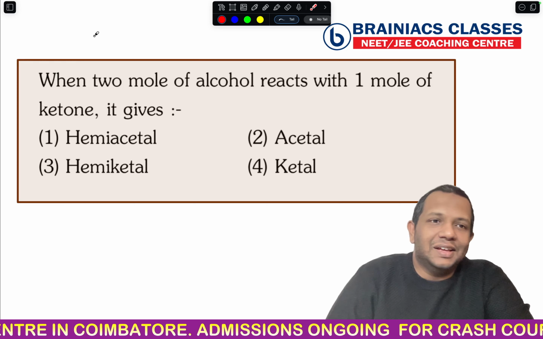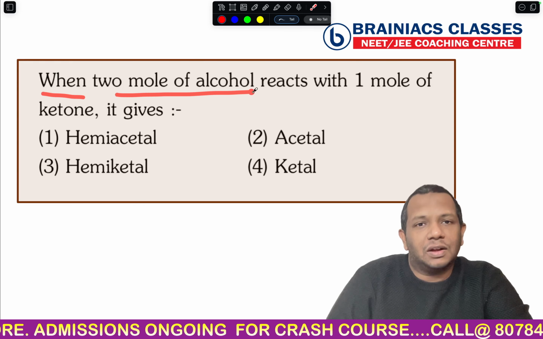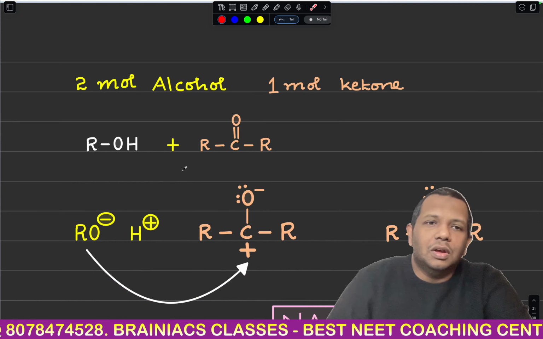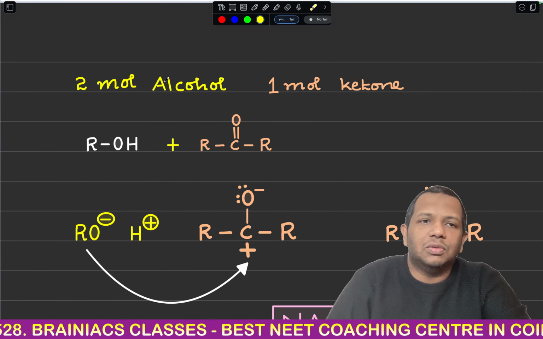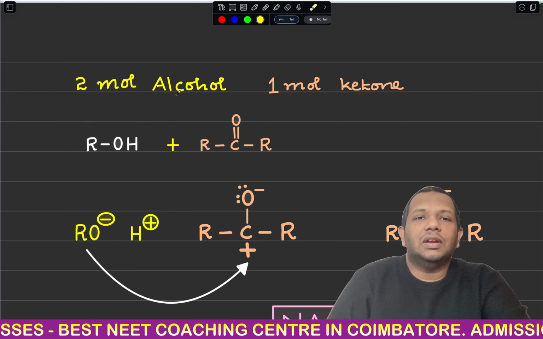So the question here is, when 2 moles of alcohol react with a single mole of ketone, what will be the product? Let's try to understand and analyze this question. Now you have 2 moles of alcohol, so you can take any alcohol, it would be fine. I am taking ROH, the general formula. 2 moles are there.